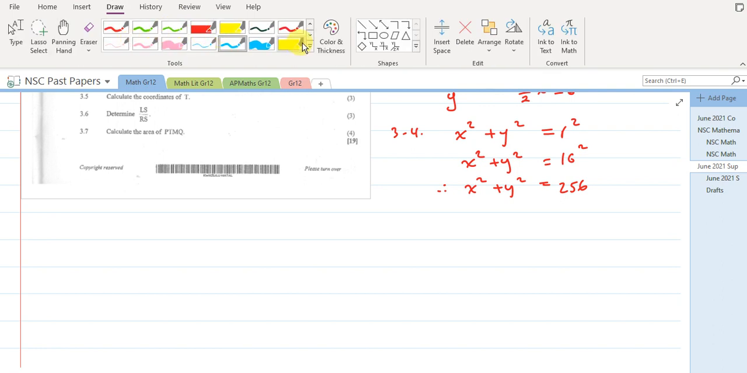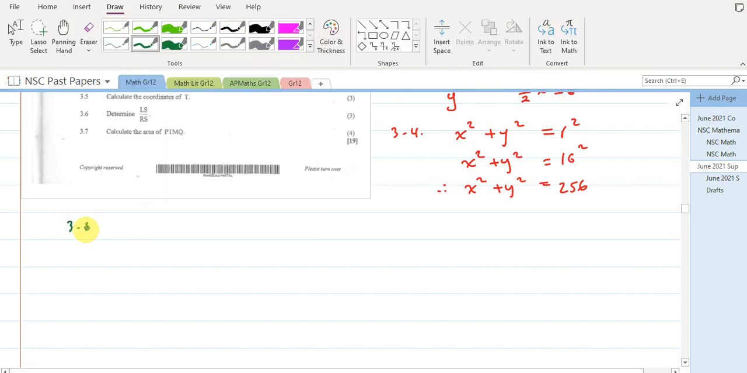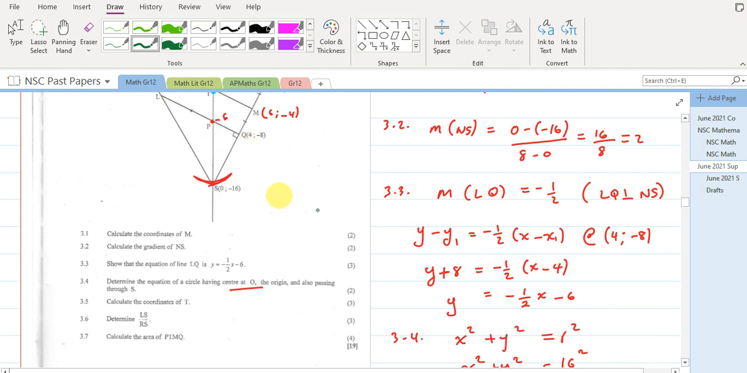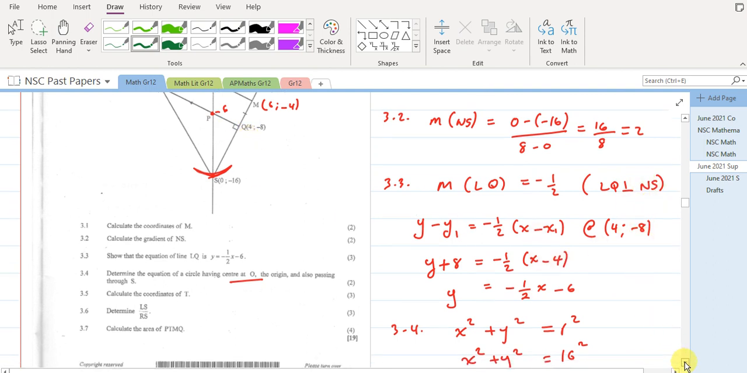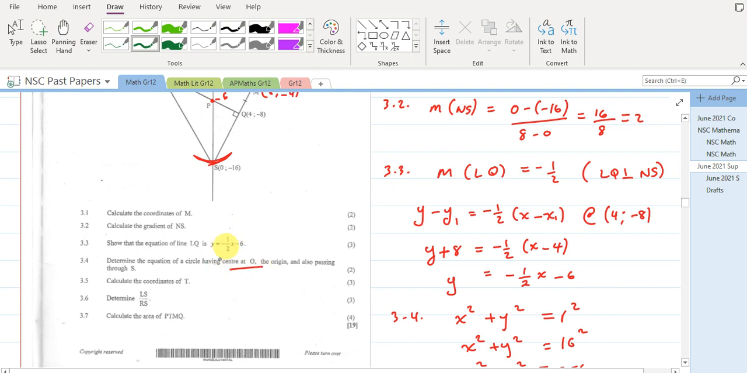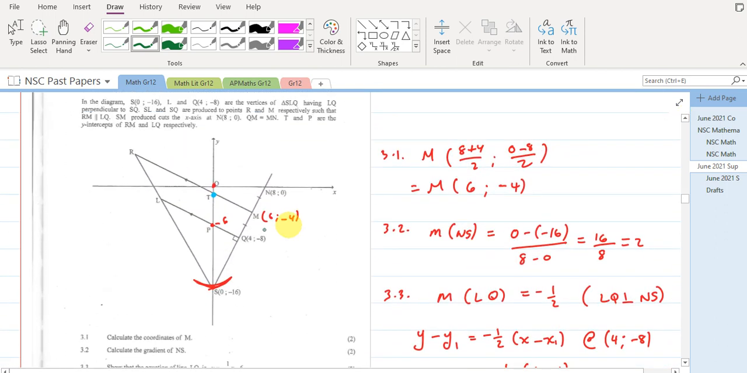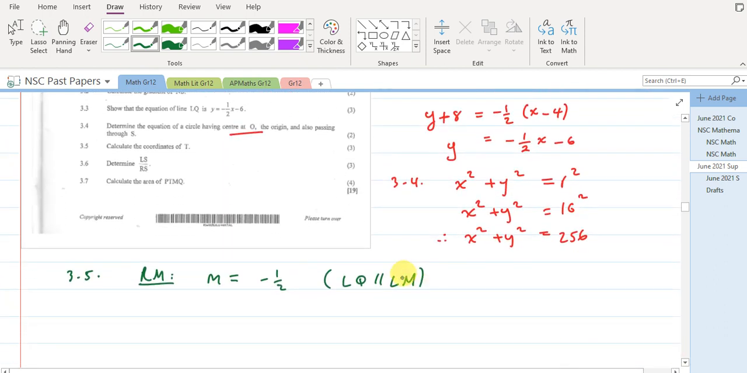Right, so I change my color a bit. So 3.5. Looking at the equation of RM, what's the gradient? The gradient is equal to the same as the gradient of LQ. Gradient of RM is equal to gradient of LQ. So you can just say the gradient is equal to minus half, right? The gradient is equal to minus half because LQ is parallel to RM. So parallel lines have equal gradients. So LQ is parallel to RM, sorry, not LM, should be RM.